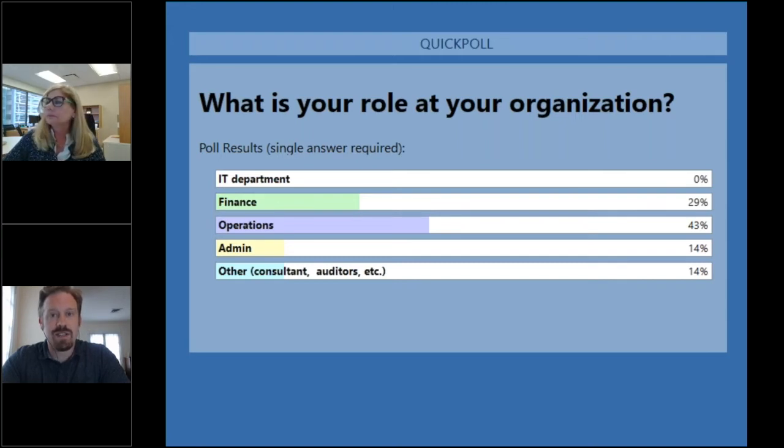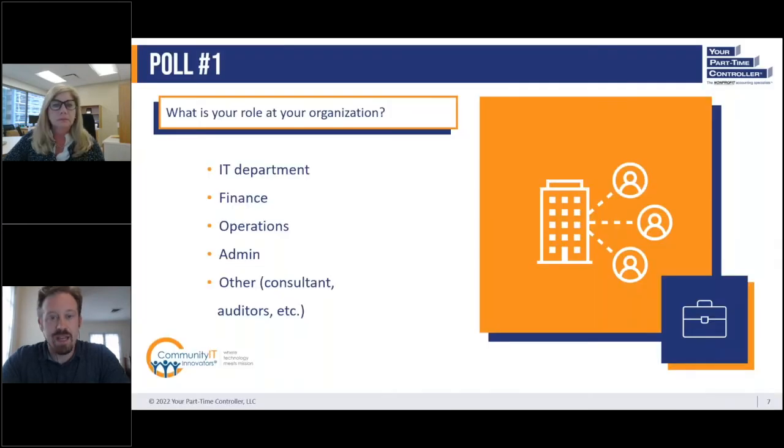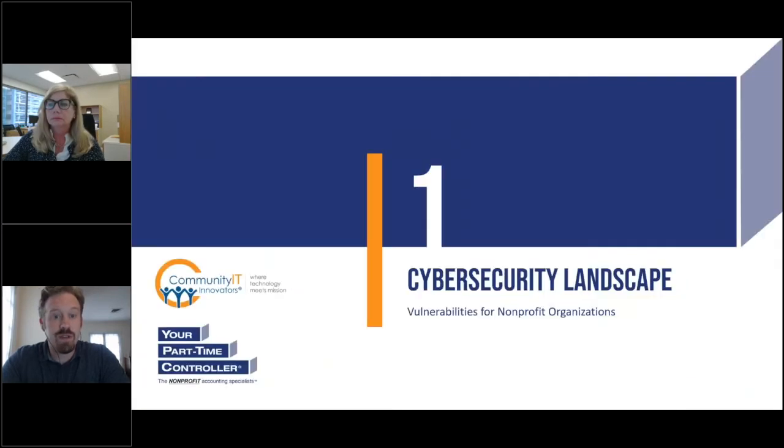This area of financial fraud is, I think, interesting as it intersects both finance and IT. It's not owned by one or the other, but I think a shared responsibility. So I think you'll find something to take away here. Great. Well, let's go back and start moving into the bulk of the presentation.